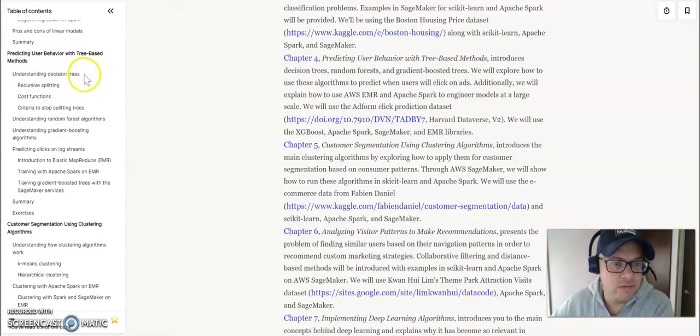So it will talk about decision trees, recursive splitting, the cost function, the criteria to stop splitting trees, understanding the random forest algorithms, understanding the gradient boosting algorithms, predicting clicks on online ads, an introduction to Elastic MapReduce, training with Apache Spark on EMR, and training gradient boosted trees on SageMaker services.